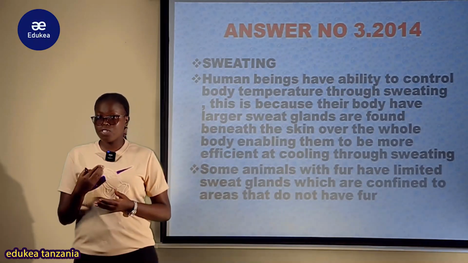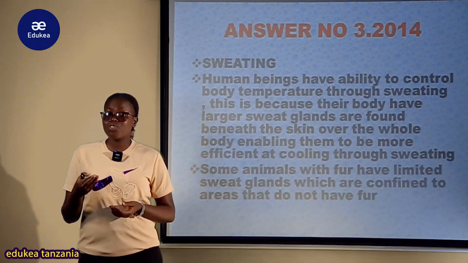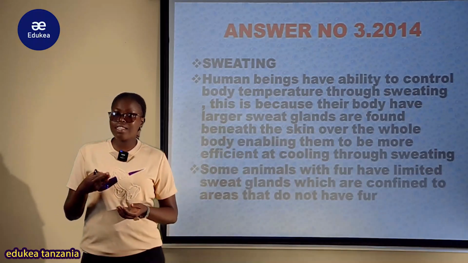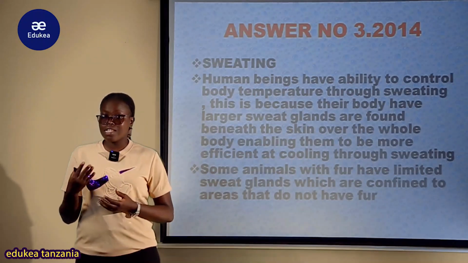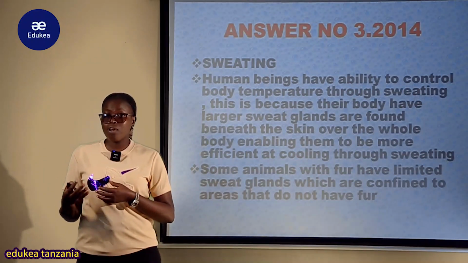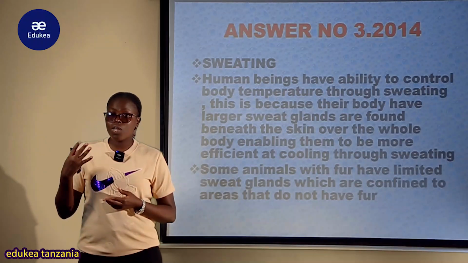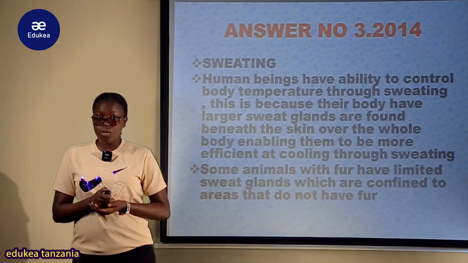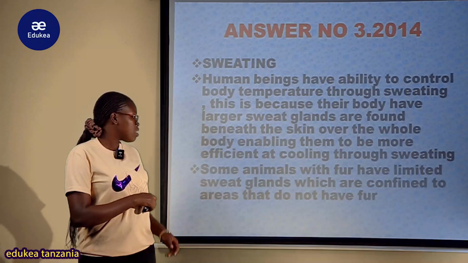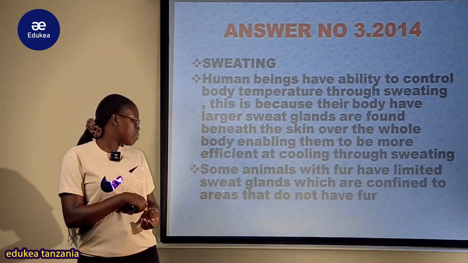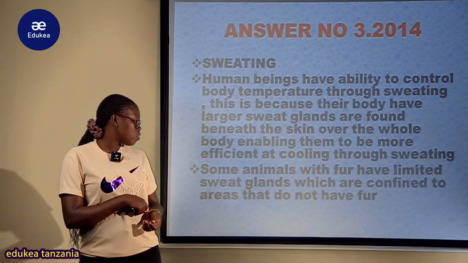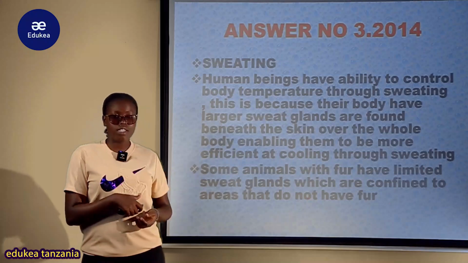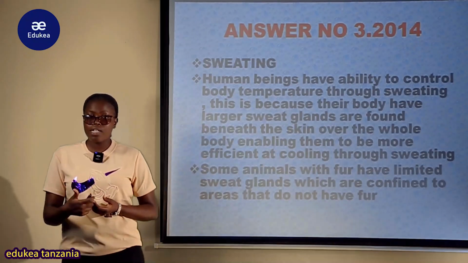These are examples of eccrine glands. The eccrine glands tend to have the duct. So this sweat gland tends to secrete the sweat into the duct, which enables the cooling of the body during the hot temperature. And some animals with furs have limited sweat glands which are confined to areas that do not have furs. This is just for other animals apart from the human being.